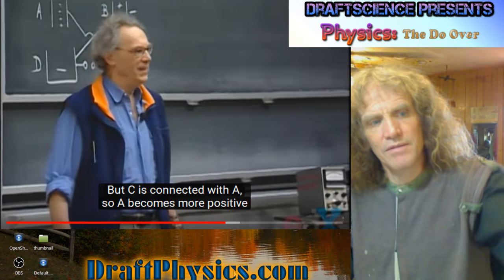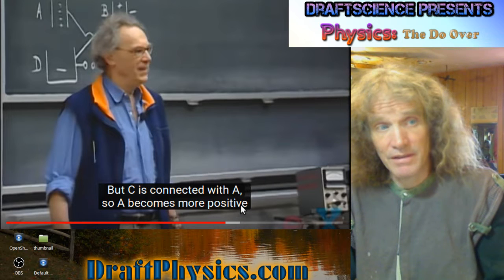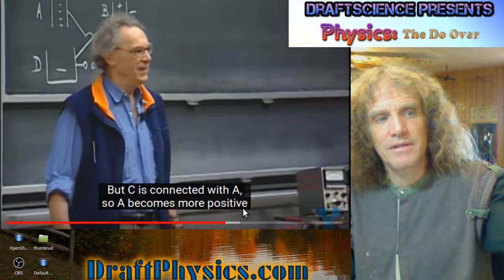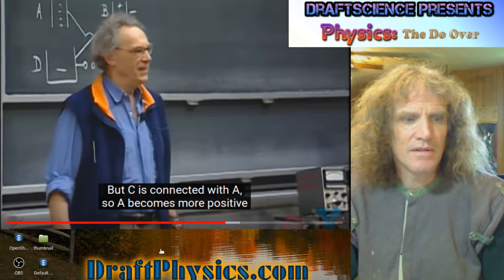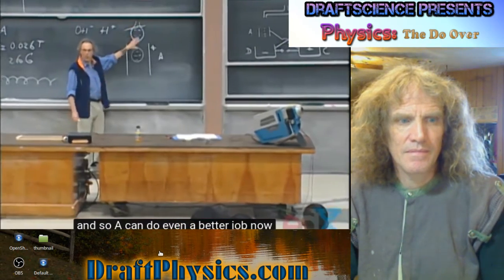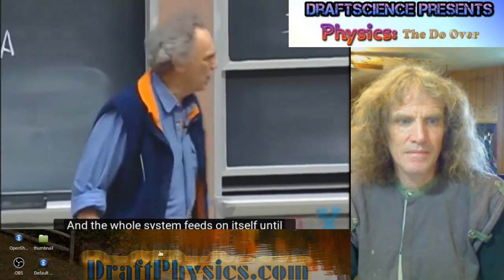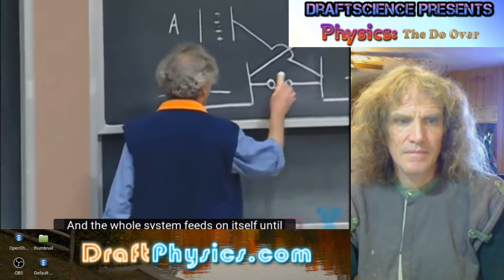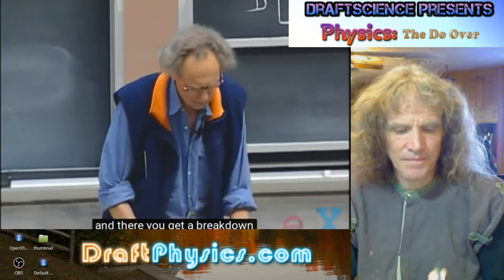Right, and they're falling into this bucket on the inside, which means the charge on the outside of the bucket can keep increasing. I don't know if he's going to go into that, but this is sort of like back to the Venn graph. You can keep piling charge on the inside and magnifying the charge on the outside of conductors. And so A can do even a better job now on these water drops and polarize them even more. And so you get a runaway process. And the whole system feeds on itself until the potential difference here becomes so high that you exceed 3 million volts per meter, and then you get a breakdown and you see a spark.